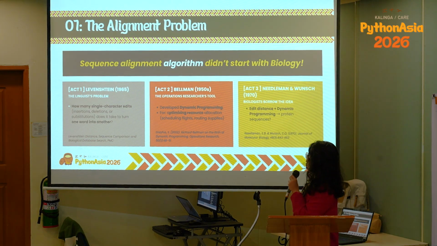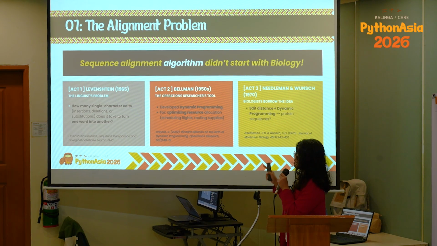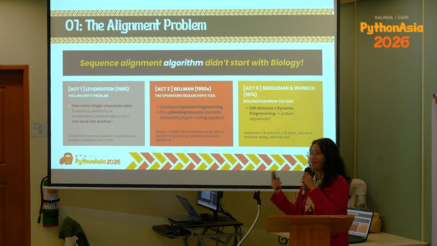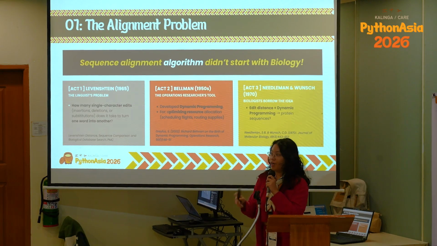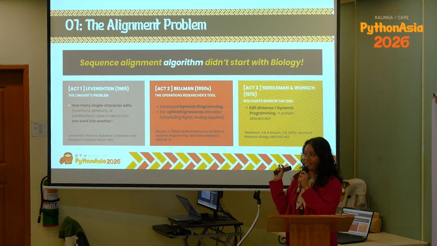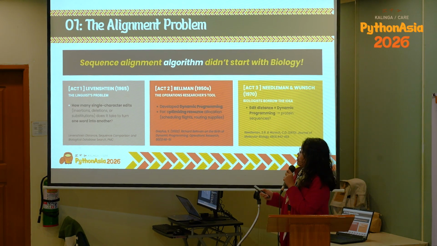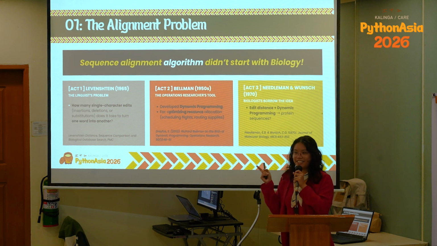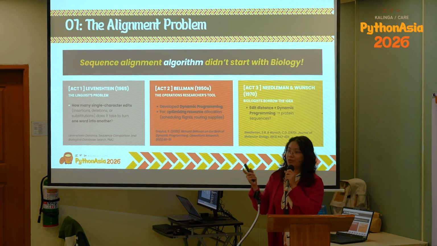Okay, I just want everyone here to know that the sequence alignment algorithm didn't originally start with biology. Just like what I've mentioned earlier, the Myers diff algorithm came from Levenshtein's edit distance idea, and the sequence alignment algorithm of Needleman-Wunsch also came from Levenshtein's edit distance. So there are different variations of that idea, and now I will be talking about how we came to this algorithm that didn't start with biology.